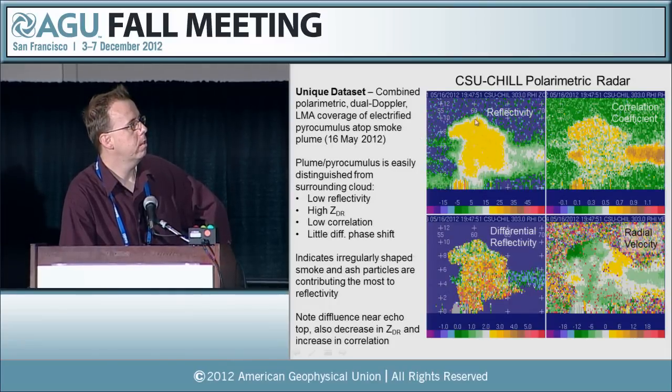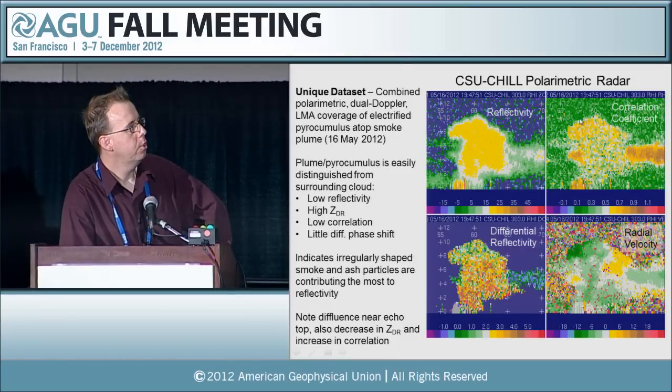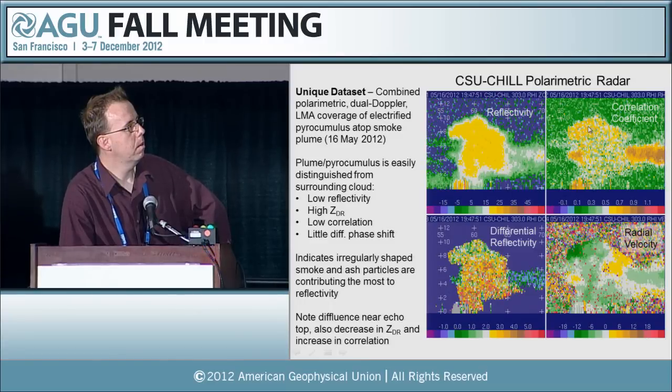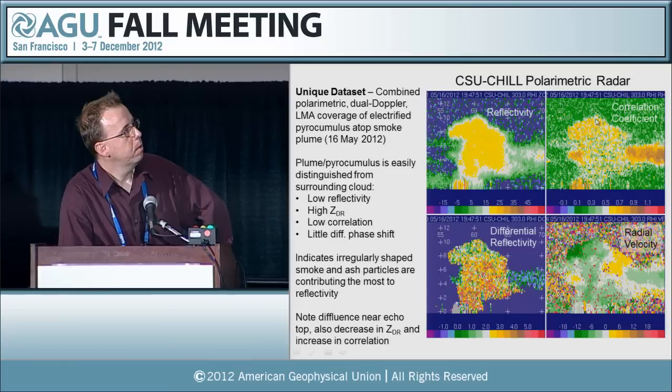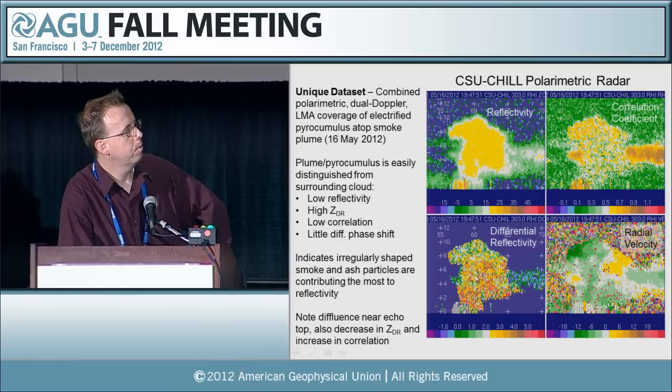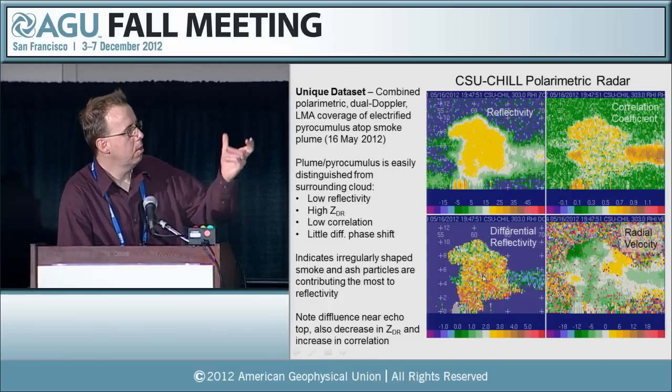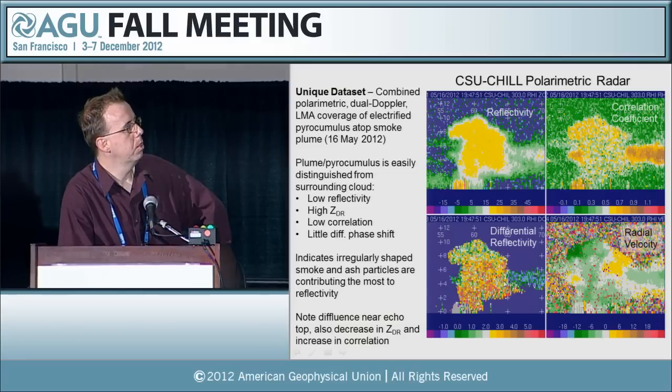You generally get this signature of modest reflectivities in the 20s, generally with low correlation coefficient, which with a polarimetric radar is the relationship between the H and V polarizations and the correlation between them. And then the differential reflectivity tends to be fairly high. So you have kind of large oblate-looking particles.